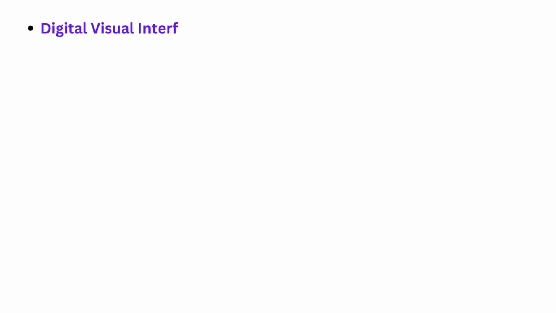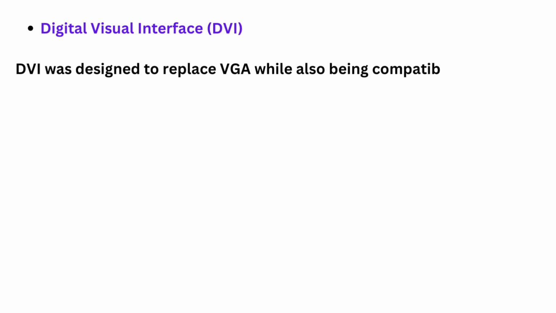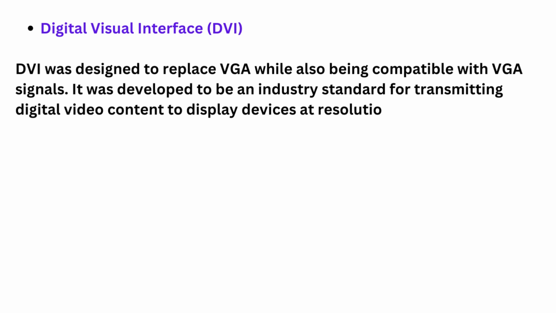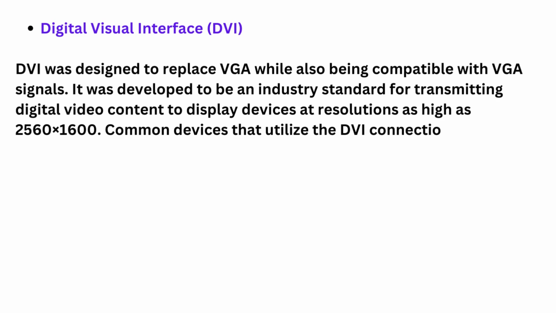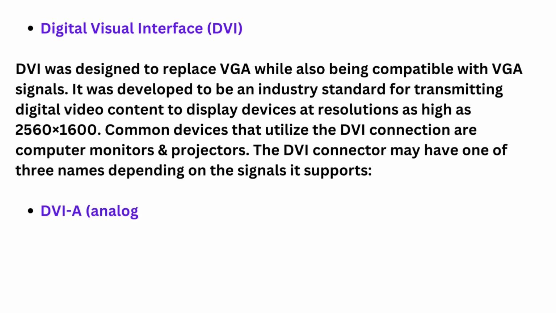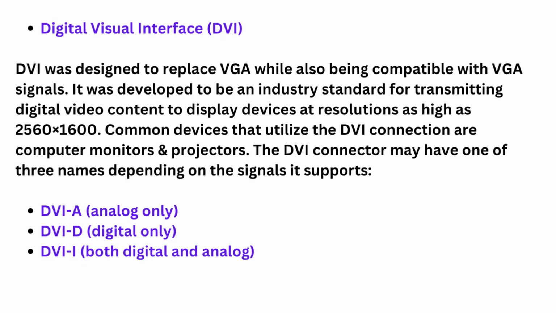Digital Visual Interface, DVI. DVI was designed to replace VGA while also being compatible with VGA signals. It was developed to be an industry standard for transmitting digital video content to display devices at resolutions as high as 2560x1600. Common devices that utilize the DVI connection are computer monitors and projectors. The DVI connector may have one of 3 names depending on the signals it supports. DVI-A, analog only. DVI-D, digital only. DVI-I, both digital and analog.